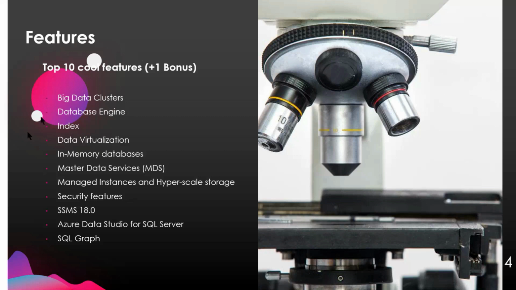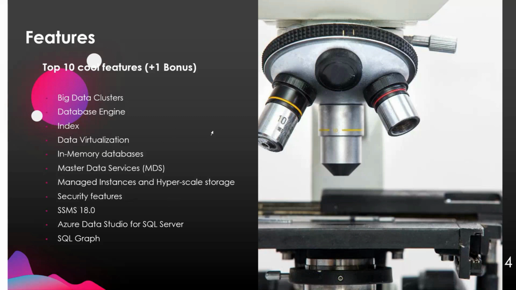Let's reiterate all 10 cool features. First is big data clusters. Second is the database engine. Third is the index. Fourth is data virtualization. Fifth is in-memory databases. Sixth is master data services, very popularly named MDS. Next are managed instances and hyperscale storage, followed by security features. Next is SSMS 18.0. Then we have Azure Data Studio for SQL Server. And last, we have SQL Graph.